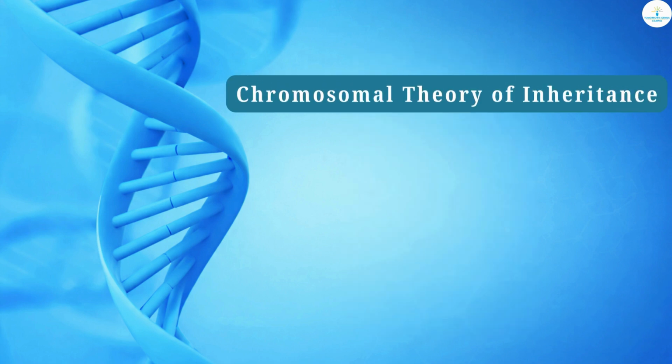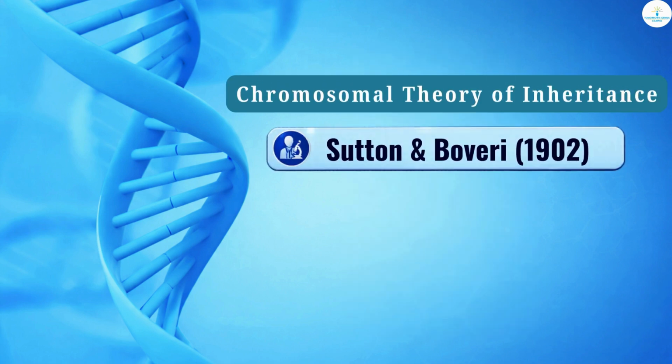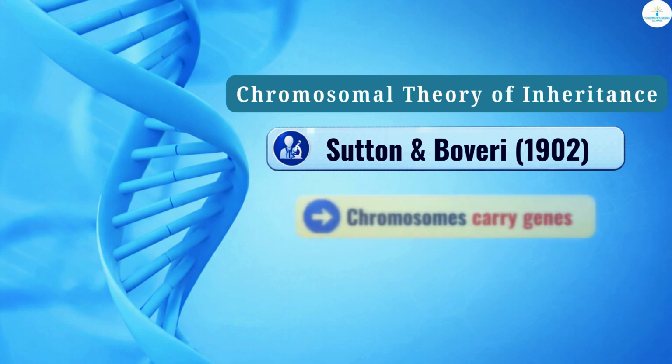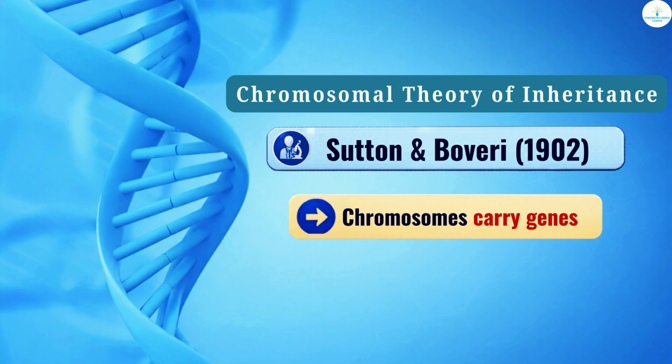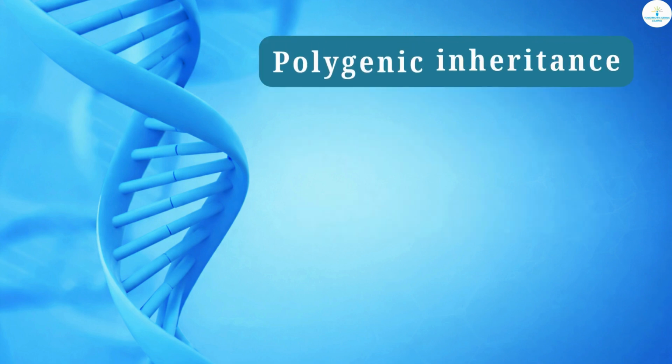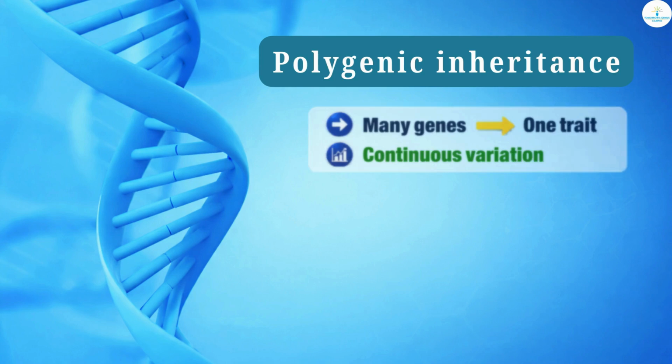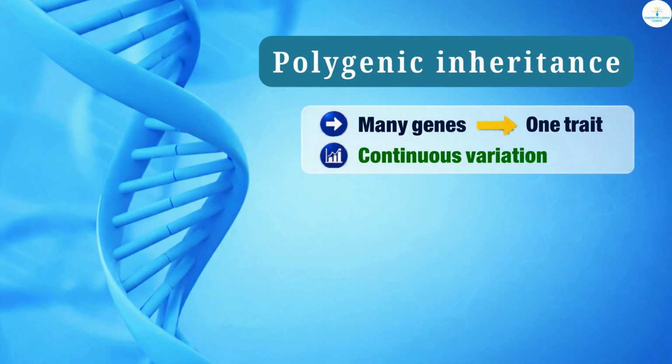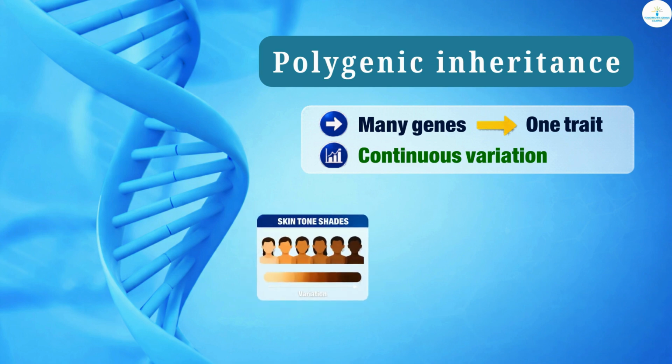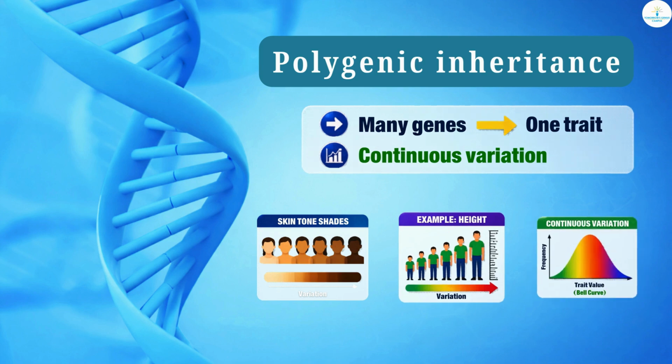Chromosomal theory of inheritance was proposed by Sutton and Boveri in 1902. It states that chromosomes are the carriers of genes and behave similarly to Mendel's factors during meiosis. Polygenic inheritance involves multiple genes controlling a single trait. This leads to continuous variation and is influenced by both genes and environment. Examples include human skin color, height, and hair color.